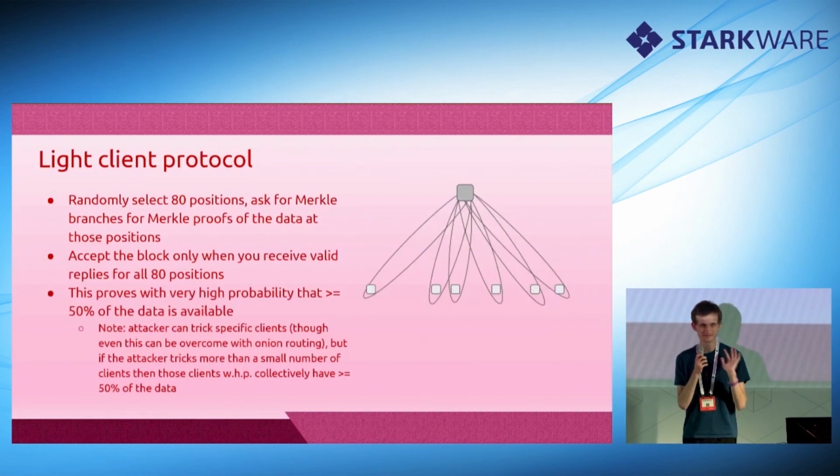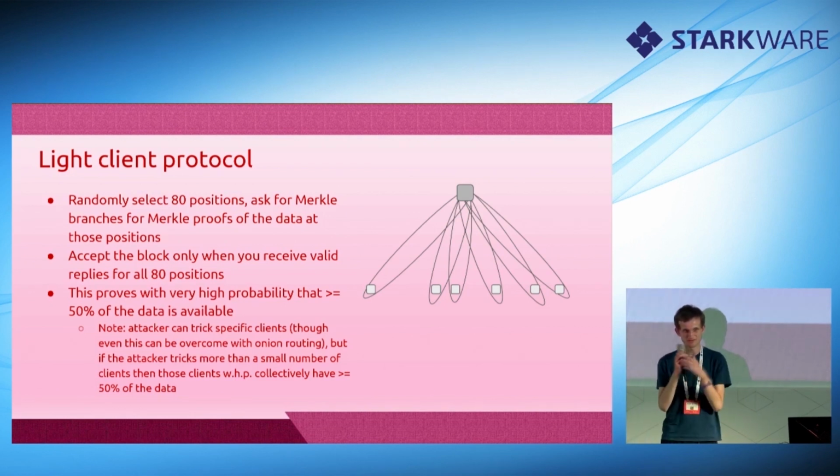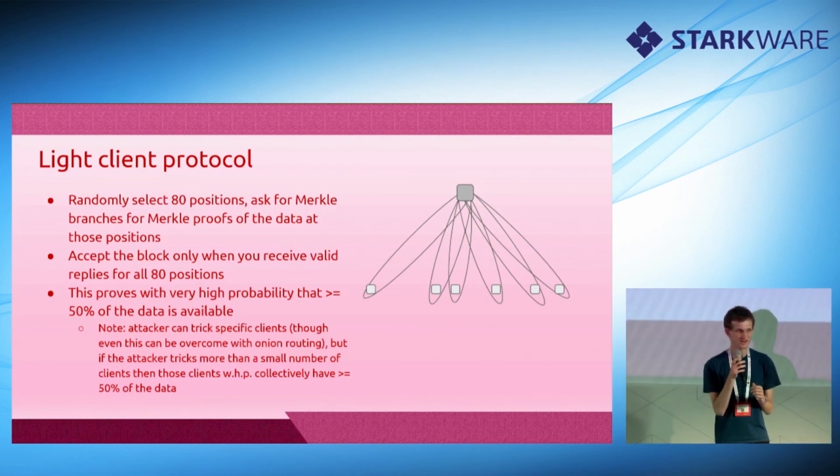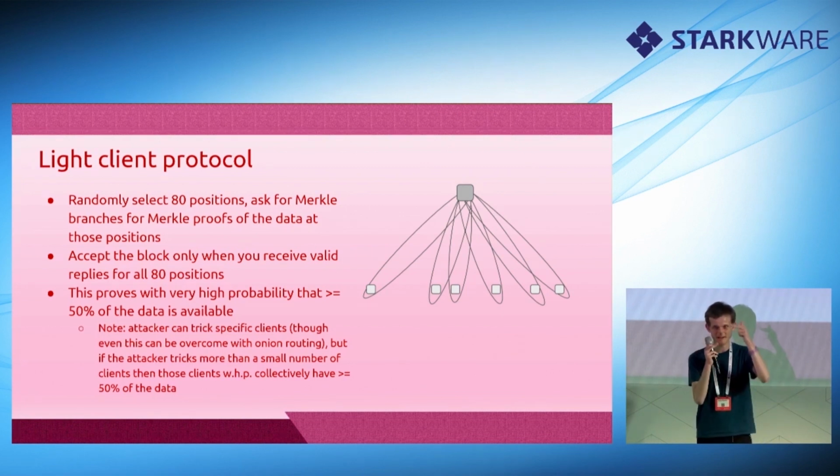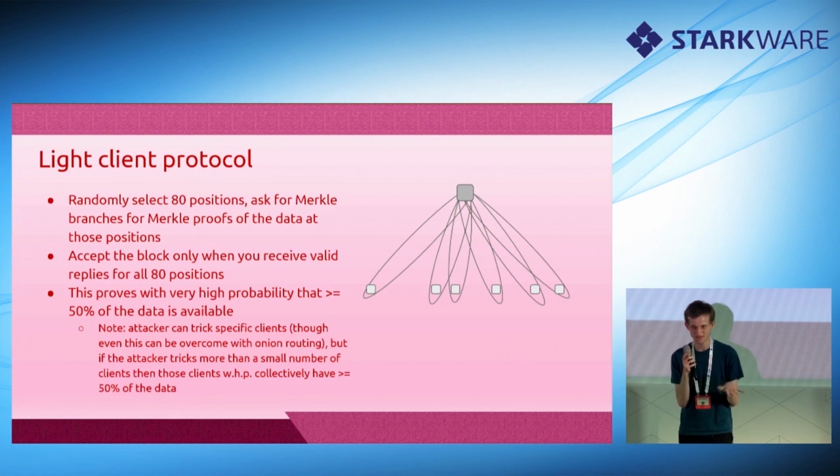So, light client protocol for verifying data availability. Suppose you have a block, and we're going to Merkle hash it, and think of there being data at the bottom, could be a few megabytes, could be higher, and it just gets Merkle hashed and you have a Merkle root.